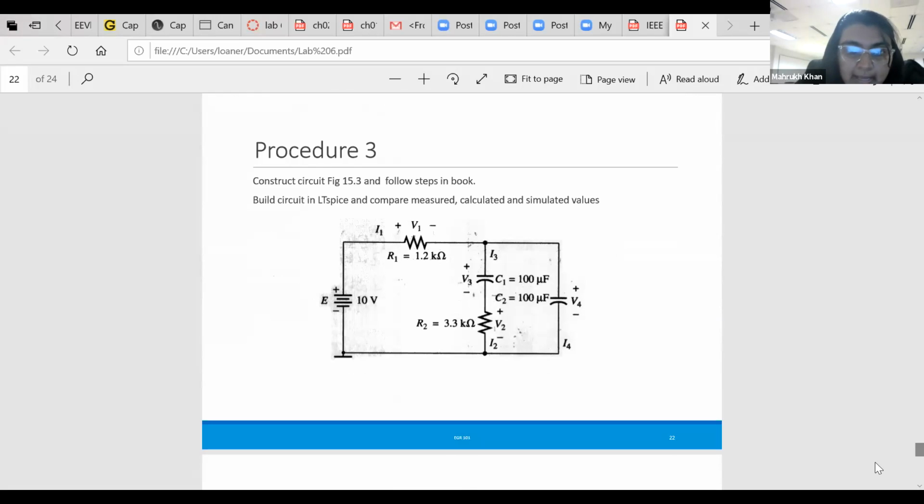So here, this is interesting. What should happen in this circuit? Once the capacitor charges itself, both the capacitors charge themselves, what should happen? Will any current flow here?